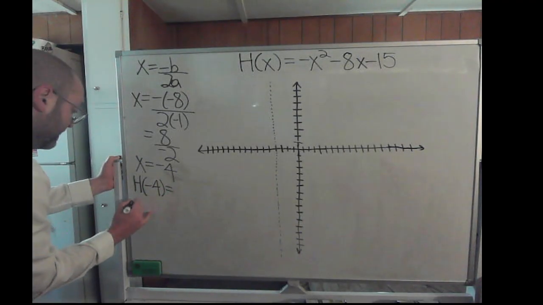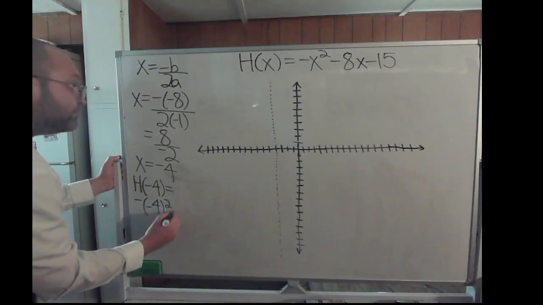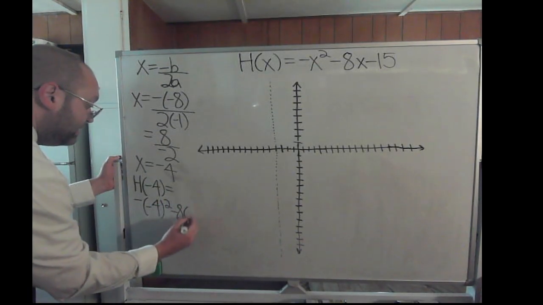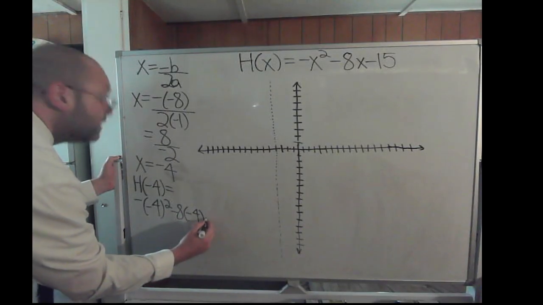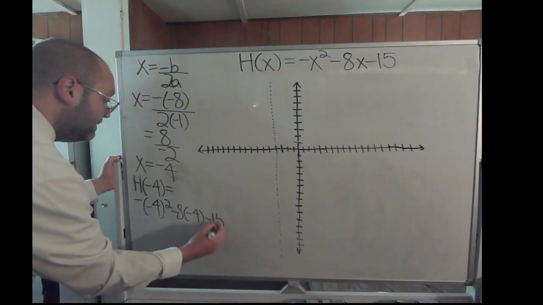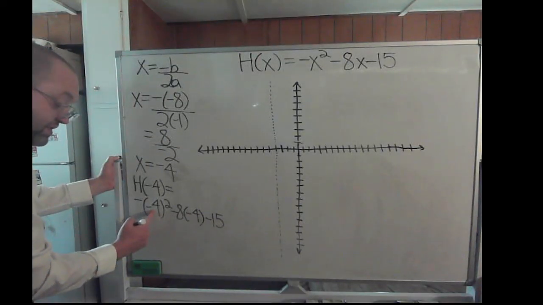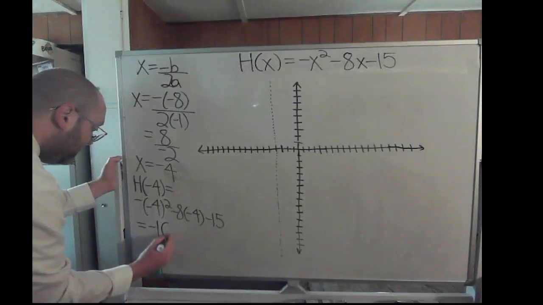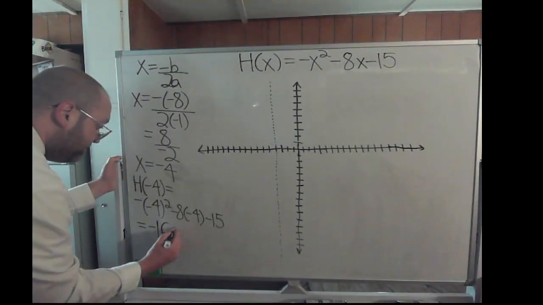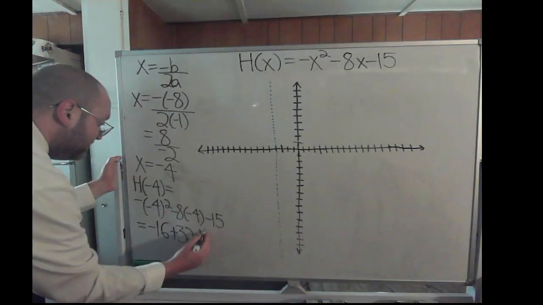That'll give you negative of negative 4 to the second minus 8 times negative 4 minus 15. Well, negative 4 to the second, that's 16, so negative of that is negative 16. Then you have negative 8 times negative 4, that'd be plus 32. Then you have minus 15.